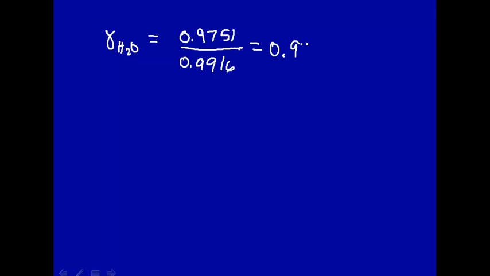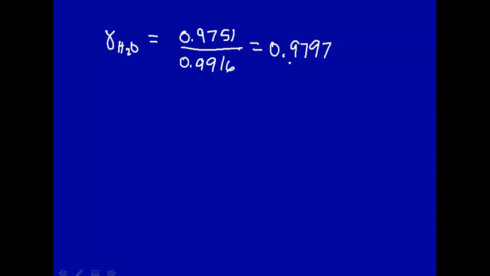And we'll just calculate out what the activity coefficient of water is in that solution. That is the actual activity, 0.9751, divided by the mole fraction, 0.9916. So the activity coefficient of water is 0.9797.